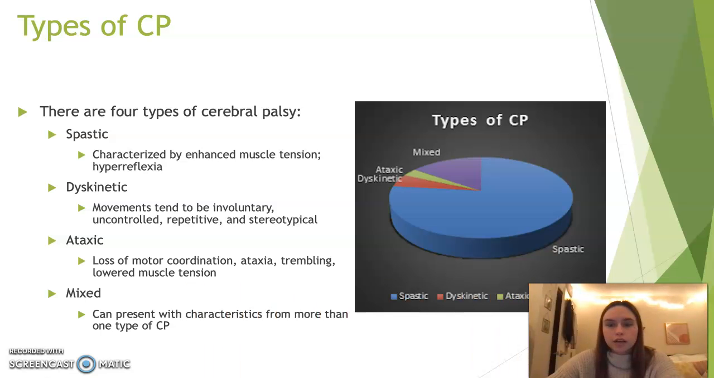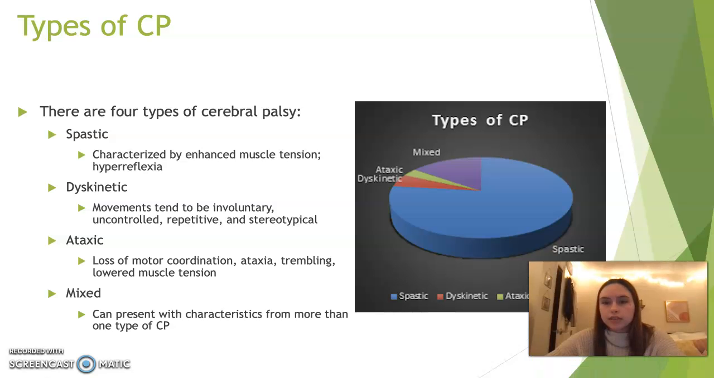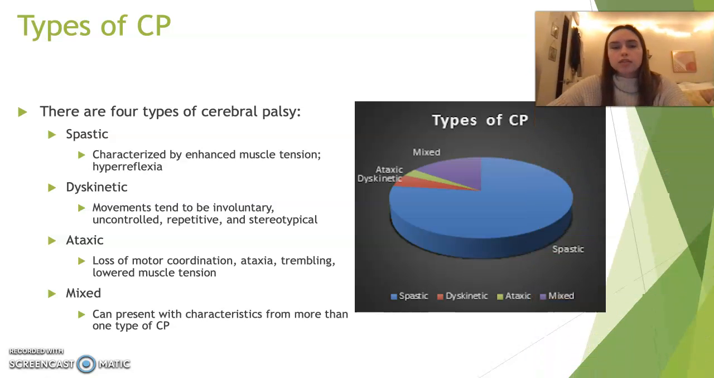So next we'll talk about the 4 types of cerebral palsy. The first type is known as spastic cerebral palsy. This is characterized by enhanced muscle tension and hyperreflexia. If you look over at this diagram, it shows the different types of CP. Spastic is the most common by a lot, as you can see in the diagram.